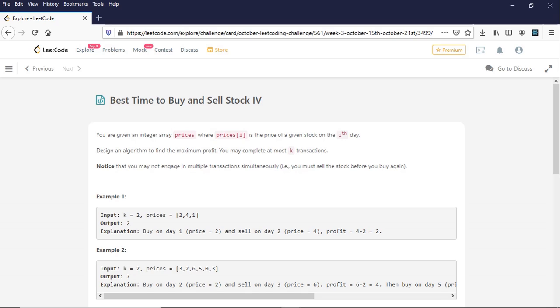So the example that has been provided is k equal to 2 and prices are 2, 4, 1. I can buy the stock on the first day at price 2 and sell it on the second day at price 4. So the profit will be 4 minus 2, which is 2. Similarly in example 2, I can buy the stock on the second day at price 2 and sell it on the third day, so I will get a profit of 4. Then again I can buy the stock on the fifth day and sell it on the sixth day. So here the profit will be 3. So in total the profit is 7.